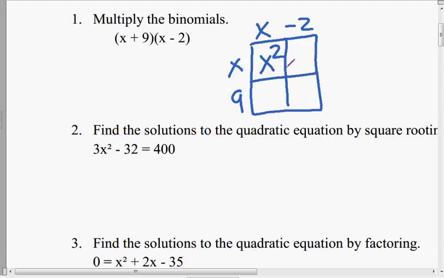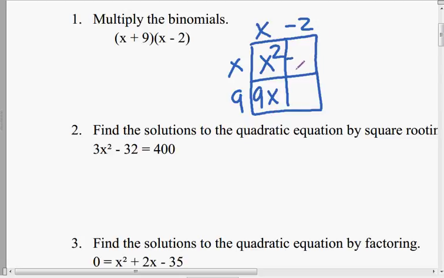Although the first one is a square because it's x by x. I don't know about this one because I don't know what x is. I know it's 9 times x. I don't know if x is 9 or not, though. I don't know if it's a square or a rectangle, so I'll call it a rectangle.